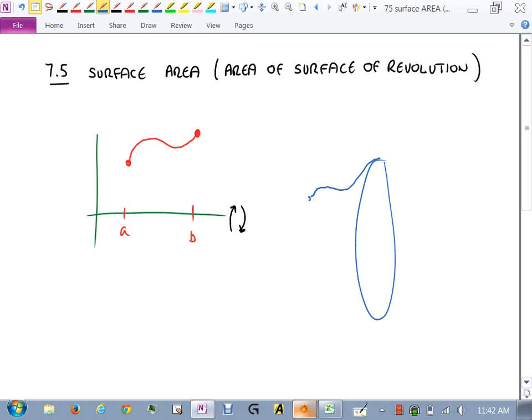We could get the volume, yes. That's right, it wouldn't be hollow. So it looks something like that, right? This around the x-axis. Our x-axis is going through the center of this. But I could put my hand through this, right? It's hollow in there. We want to know the surface area.